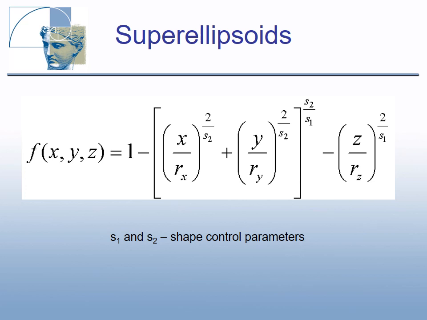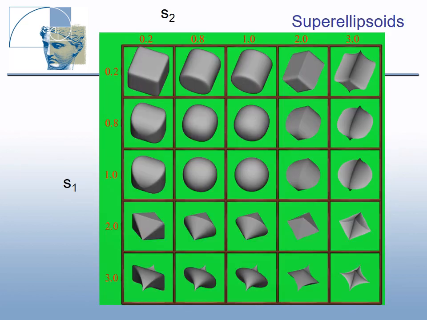Superellipsoids are popular in computer graphics because by changing just two positive parameters S1 and S2 in the given formula, one can get a variety of different shapes. For both S1 and S2 equal 1, the equation defines an ellipsoid. When both parameters are less than 1, we get a shape close to a box in the upper left corner of the image. For S1 and S2 greater than 1, it is a star shape in the lower right corner.